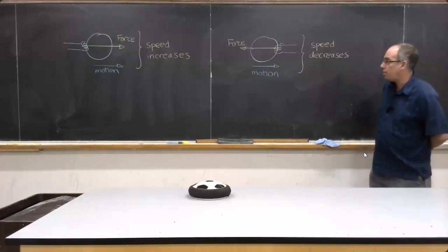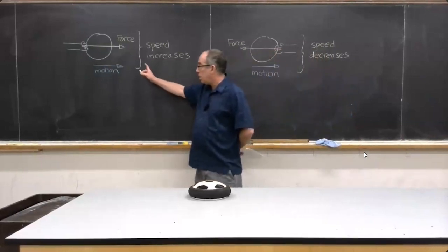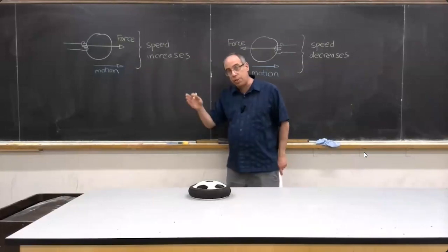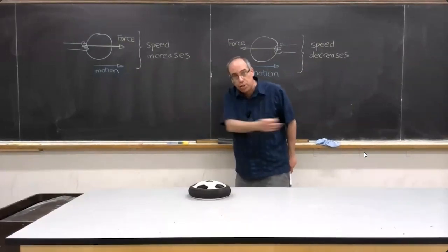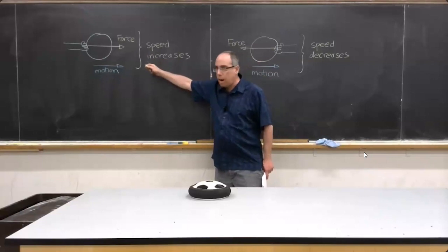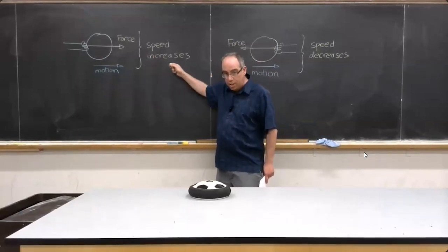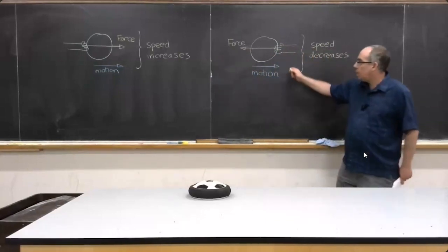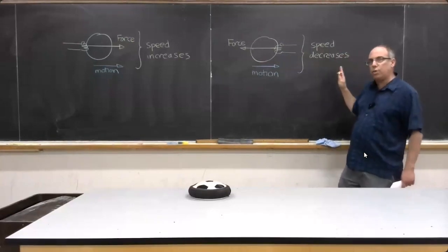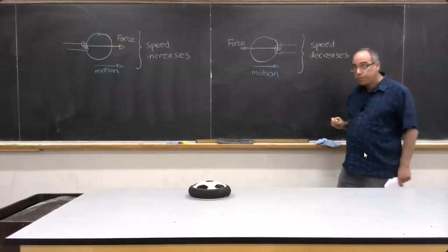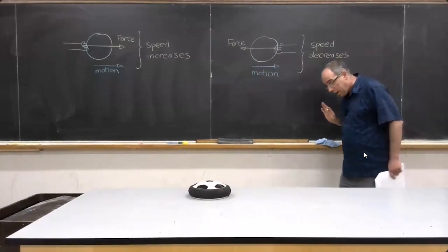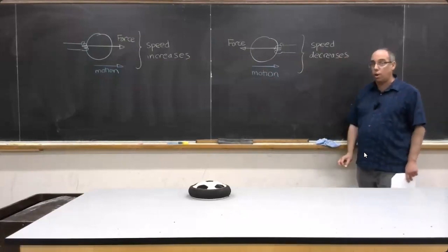Okay, so let's summarize. In the first demo, I had an object already moving to the right, and with the object already moving to the right, I pushed the object to the right, and we saw that the speed increased. So if you push an object in the direction it is already moving, the speed increases. In the second demo, I had an object already moving to the right, but with the object already moving to the right, I pushed the object to the left, and we saw that the object got slower. So generally, if you push an object opposite the direction it's moving in, the object gets slower.